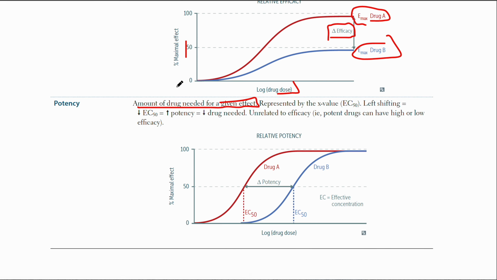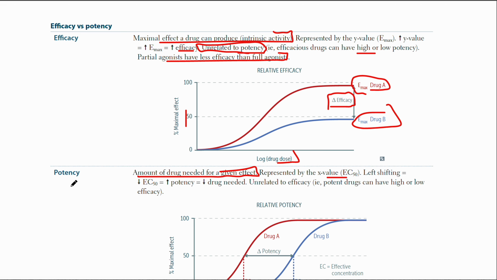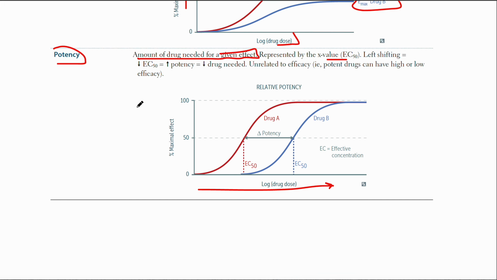And in potency, amount of drug needed for a given effect is potency. It is represented by X value in here. Log drug dose. It is about the dose. It is about the effect, right? Potency is about dose. E for efficacy, for effect of that drug, right? And then, so this is drug A and this is drug B. To reach the same level of efficacy, these two different drugs are requiring two different doses.